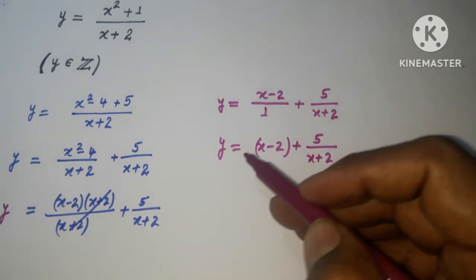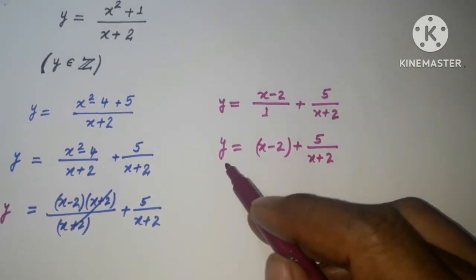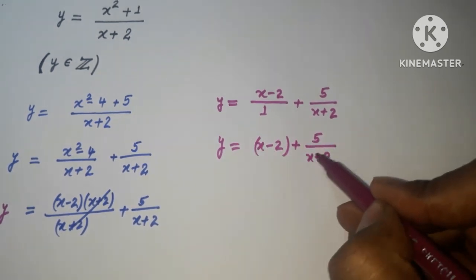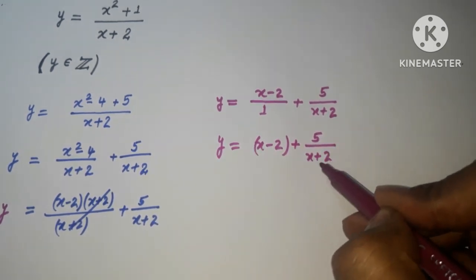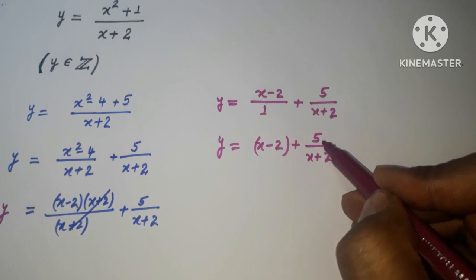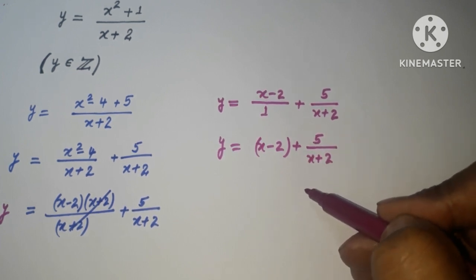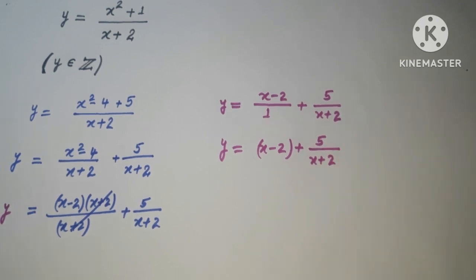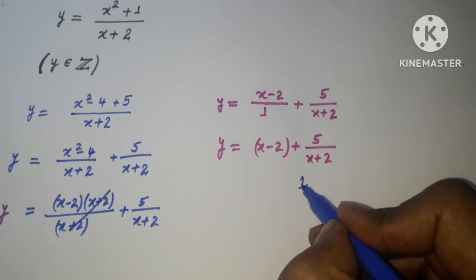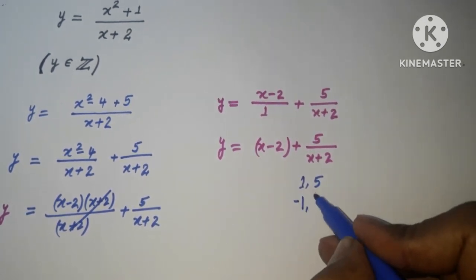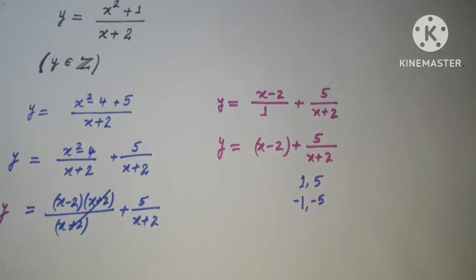Here we have to get the value of y, and that should be an integer. To make it an integer, x plus 2 has to divide 5 totally. How can we do that? x plus 2 should be either 1 or 5. In the same way, it could be negative 1 or negative 5. So we are going to do that.